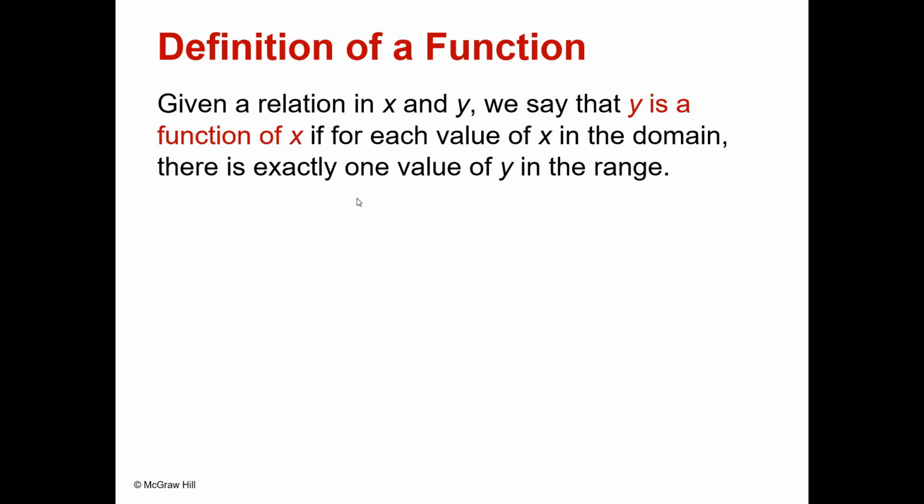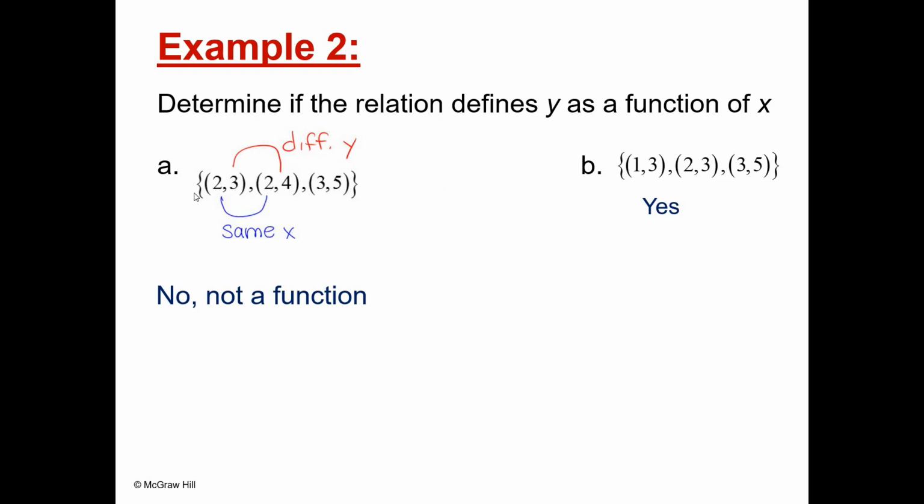Now, we've seen the definition of a relation. Let's define a function. Let's consider, for example, we have a relation between x and y. We say that y is a function of x if for each value of x in the domain, there is exactly one value of y in the range. So in a function, you cannot have two same values of x. Let's take an example to understand it better.